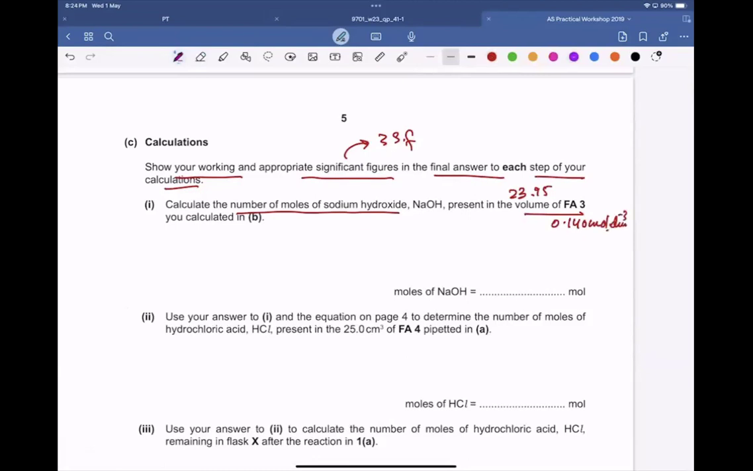Now, you have to find the moles. So moles of sodium hydroxide equals its concentration of sodium hydroxide times its volume, and that volume must be in decimeter cube. Okay. So the calculation would be 0.140 times 23.95, and we have to divide it by 1000.